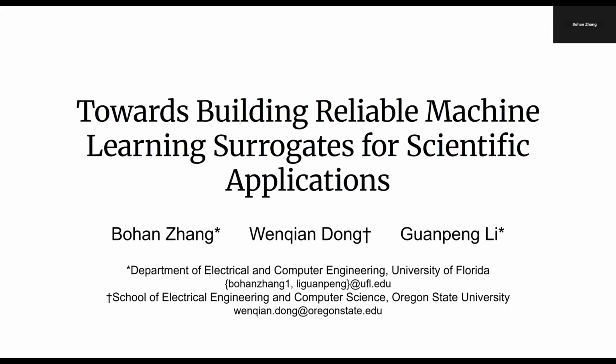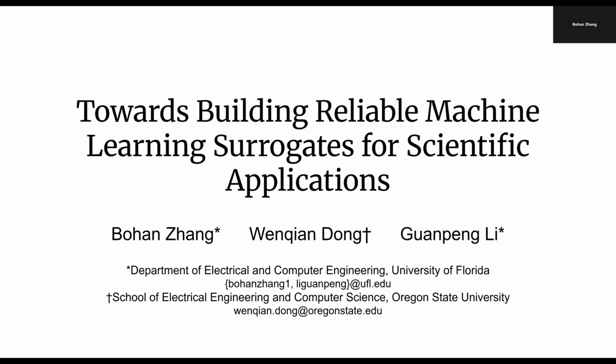This work I will present today is titled Towards Building Reliable Machine Learning Surrogates for Scientific Applications. Over the next 15 minutes, I will discuss why today's ML surrogate techniques can be unreliable and how our framework here, which we call PALM, makes them both fast and reliable, fully automatically.